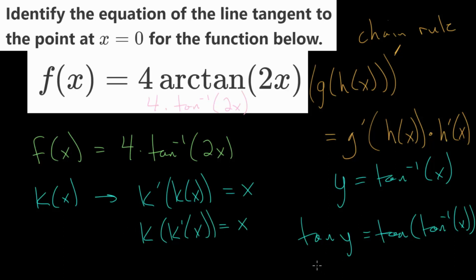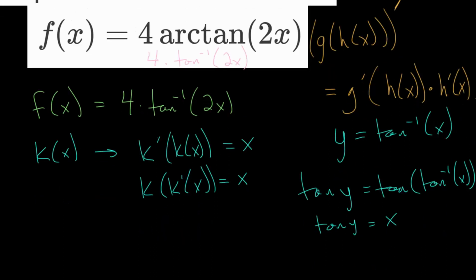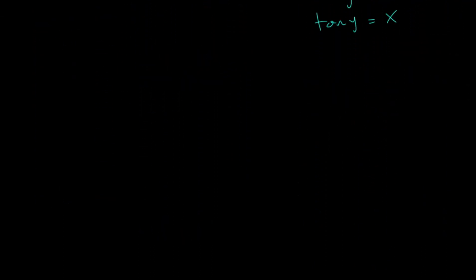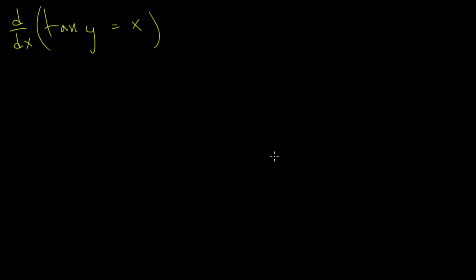So we apply that principle here, we get the tangent of y, this is just equal to x. And from here we can find the derivative of this function with respect to x. So let's actually just clear this off and start from scratch. We have the tangent of y is equal to x, but we want to find the derivative of this with respect to x, since x is our independent variable. So we will need to use implicit differentiation.